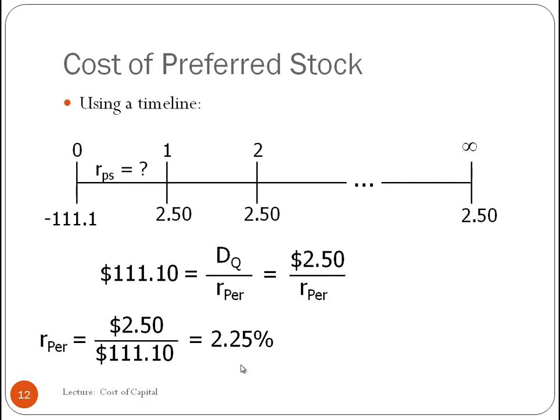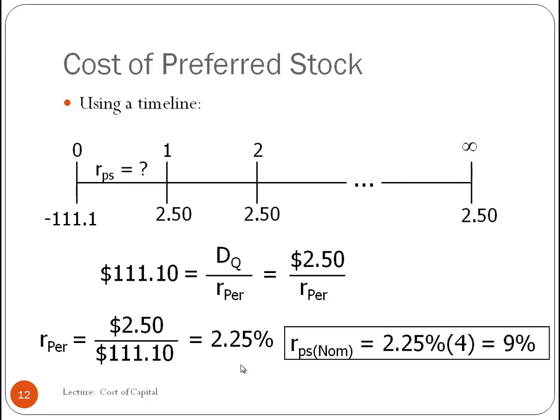Okay, well, we're almost done. We know that this is on a quarterly basis, so to convert it to an annualized basis, we multiply it by 4, which is 9%. And we get the same value. So that's good. That's a good check. The conclusion is the cost of the preferred stock is 9%.